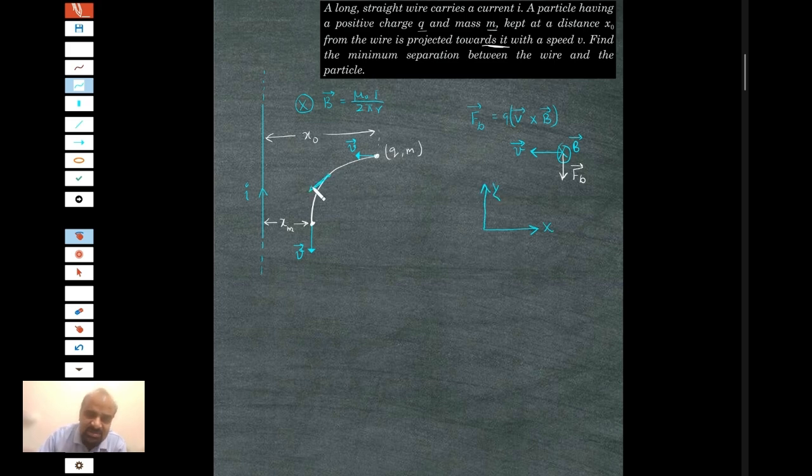So at a general time t, let's say this is the velocity v, and we are going to resolve this velocity into two components. Let's call them vx and vy. Now at this moment, it's going to experience magnetic force. Again, as per v cross B, it's going to experience magnetic force in this direction as per the formula. So this is going to be the magnetic force.